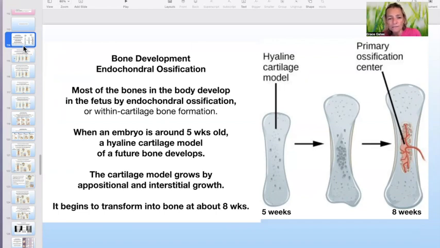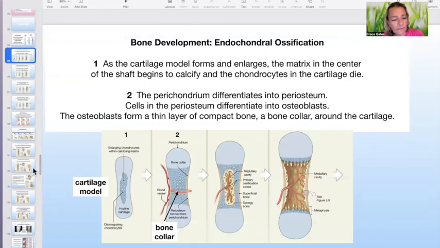So endochondral ossification. When an embryo is only around 5 weeks old, a hyaline cartilage model of a future bone develops. The cartilage model grows by appositional and interstitial growth of the cartilage. It begins to transform into bone at about 8 weeks. The following slides go into great detail on the steps of endochondral ossification.